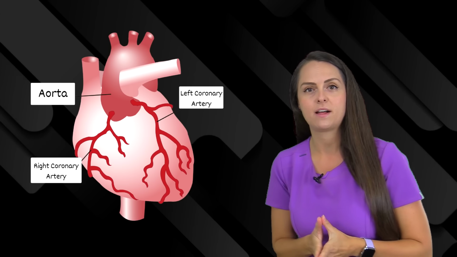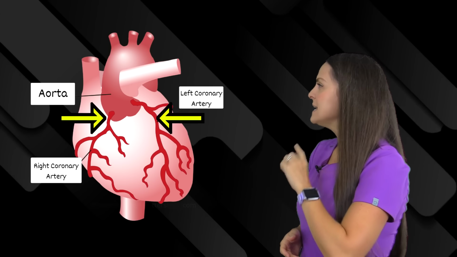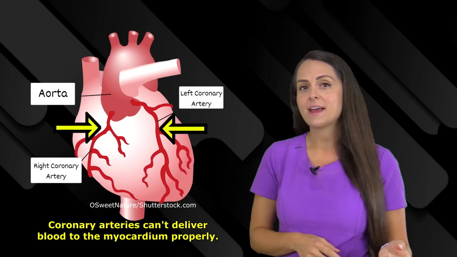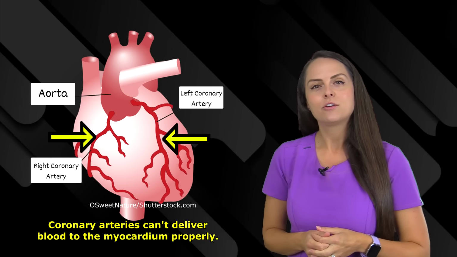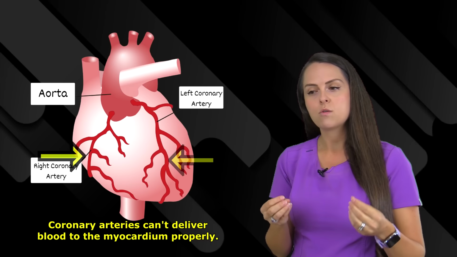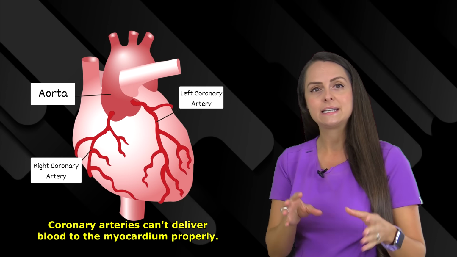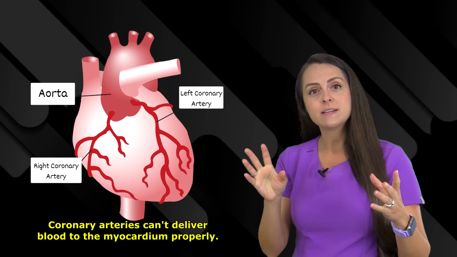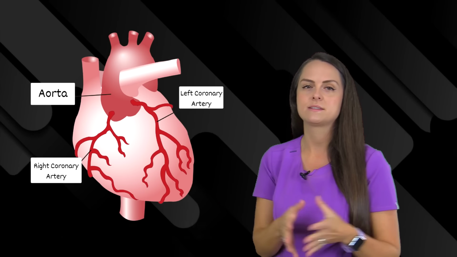So let's talk about this blood flow. How does your myocardium receive its blood supply? Well, on top of the heart is a network of arteries known as the coronary arteries. And the coronary arteries is really where angina is originating from. There is something with the coronary arteries' ability to deliver blood through itself to that heart muscle.